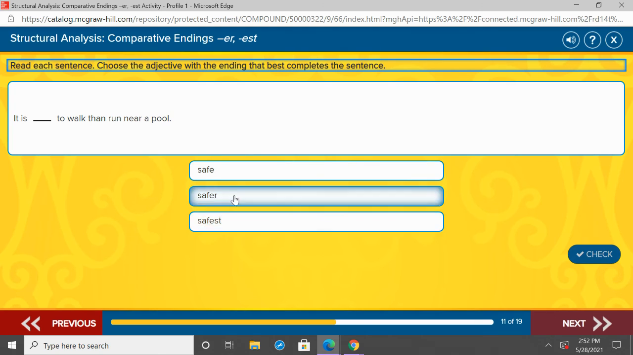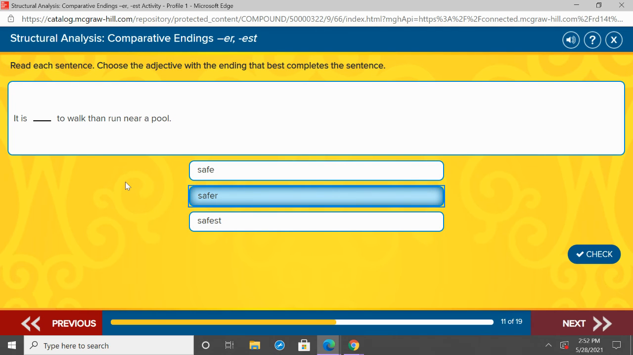So you should have picked safer because we're comparing walking and running. We're comparing two things. So we need that ER ending. Safe ends with an E. We drop the E and add the ER.